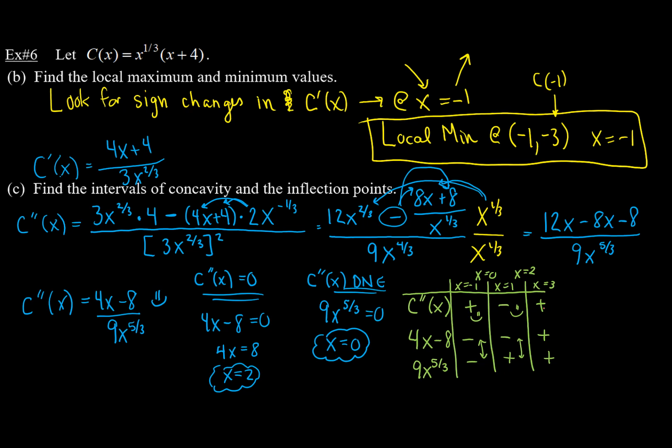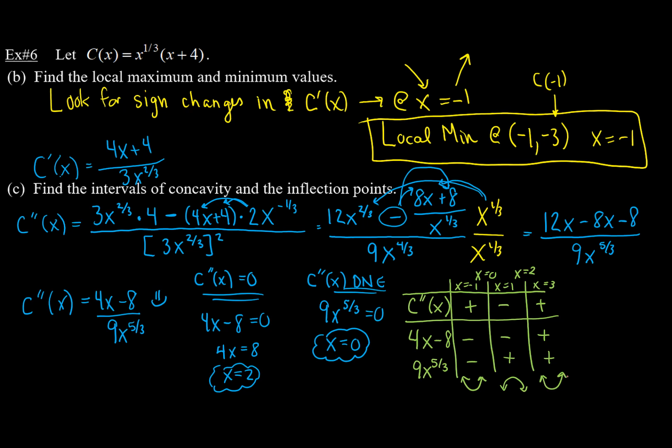Oh, sorry. Yet another typo. All right. Good thing I looked at that. Okay, so let's look. This is positive, which means it's going to be concave up. This is negative, so it's going to be concave down. This is positive, so it's going to be concave up.